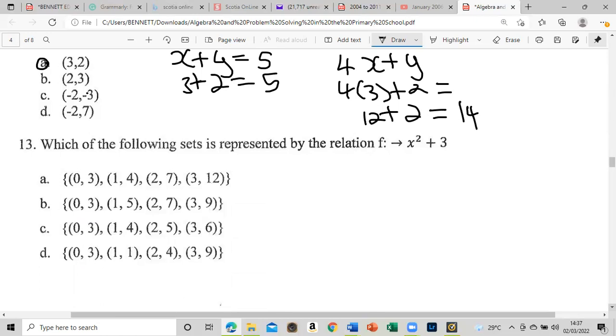Alright, 13 says, which of the following set is represented by the relation x squared plus 3? So it must work for every one of them. Alright, let's try it. This is definitely trial and error. 0 squared, that is 0 plus 3, that's correct. 1 squared is 1 plus 3, that's 4. 2 squared is 4 plus 3, that's here. 3 squared is 9 plus 3, that's 12. So we're not going further. It is B. So square and then we add 3 to it. That's it.